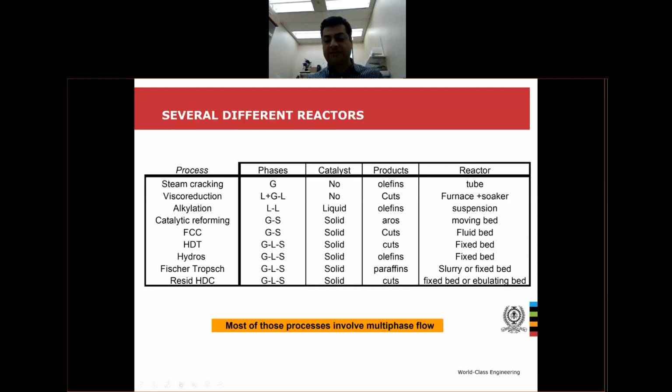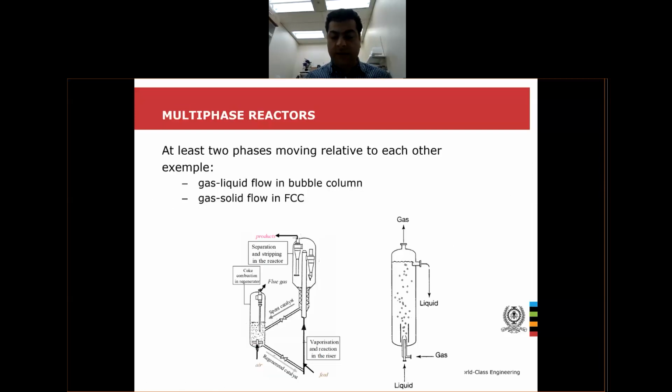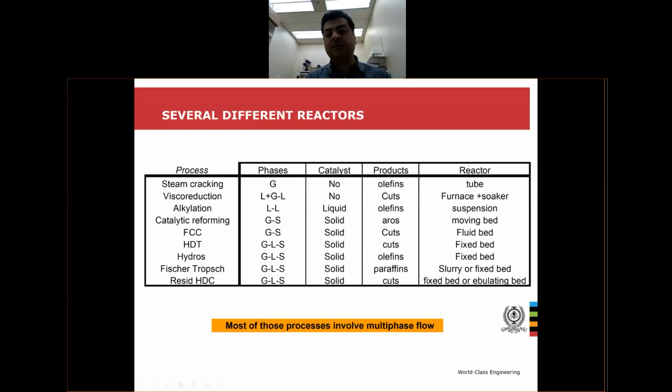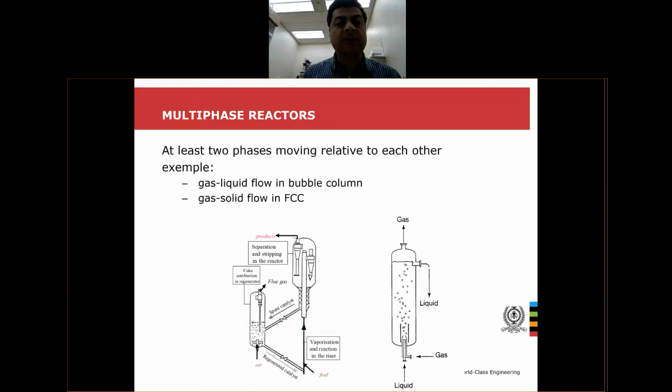And these reactors are in different designs. It could be tubular, it could be a furnace, it could be in the form of suspension, moving bed, fluidized bed, fixed bed, a slurry, and so on and so forth. So there are even different designs for contacting these different phases together. So when we say a multi-phase reactor, as a definition, there are at least two phases moving relative to each other. For example, consider this bubble column.